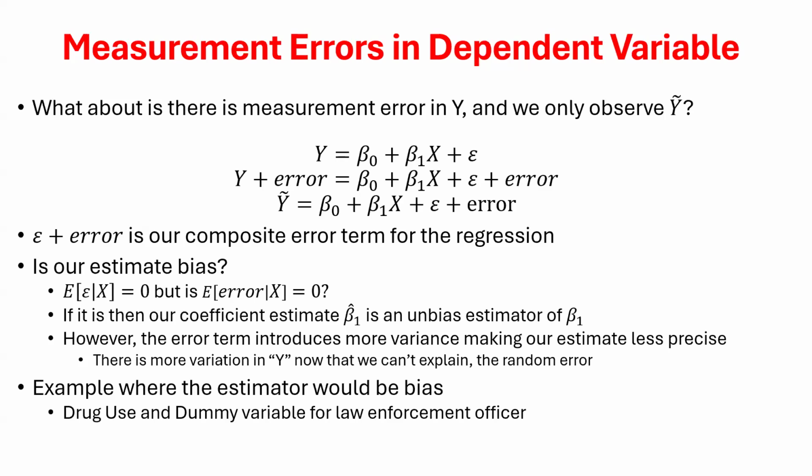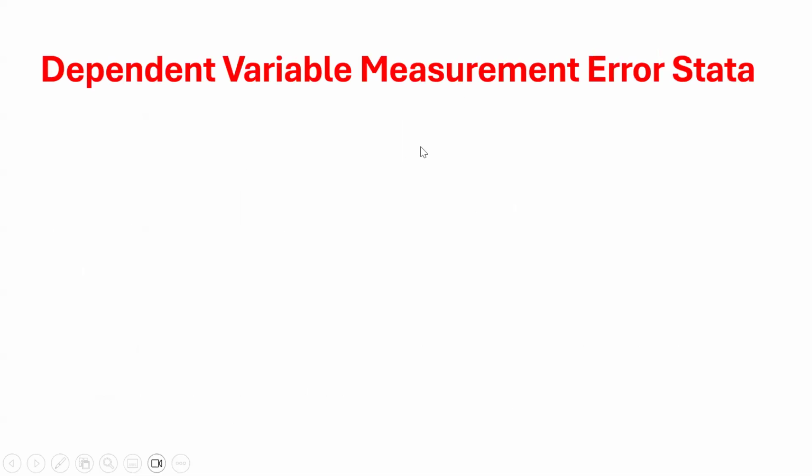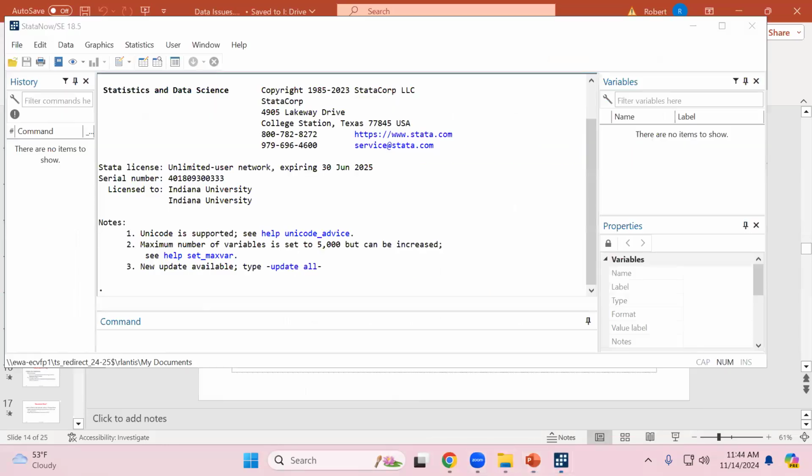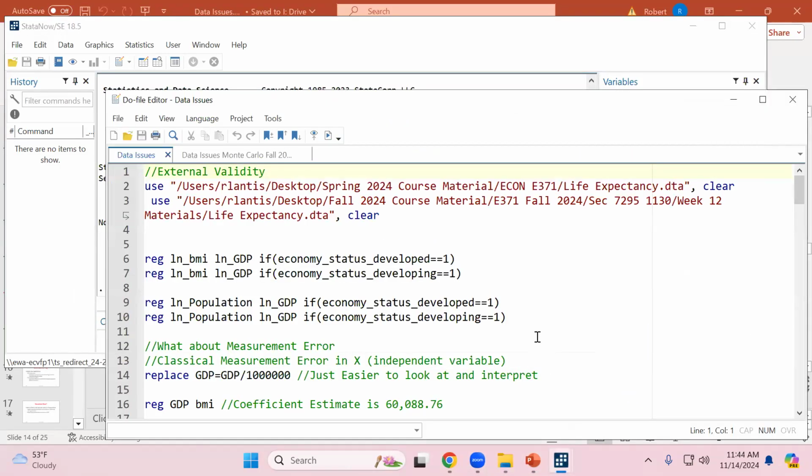So that's better for us, right? We know we're getting an accurate identification of the relationship between X and Y here. Okay, so let's take a look at this in Stata, and I will then also write out something else that I think will help.